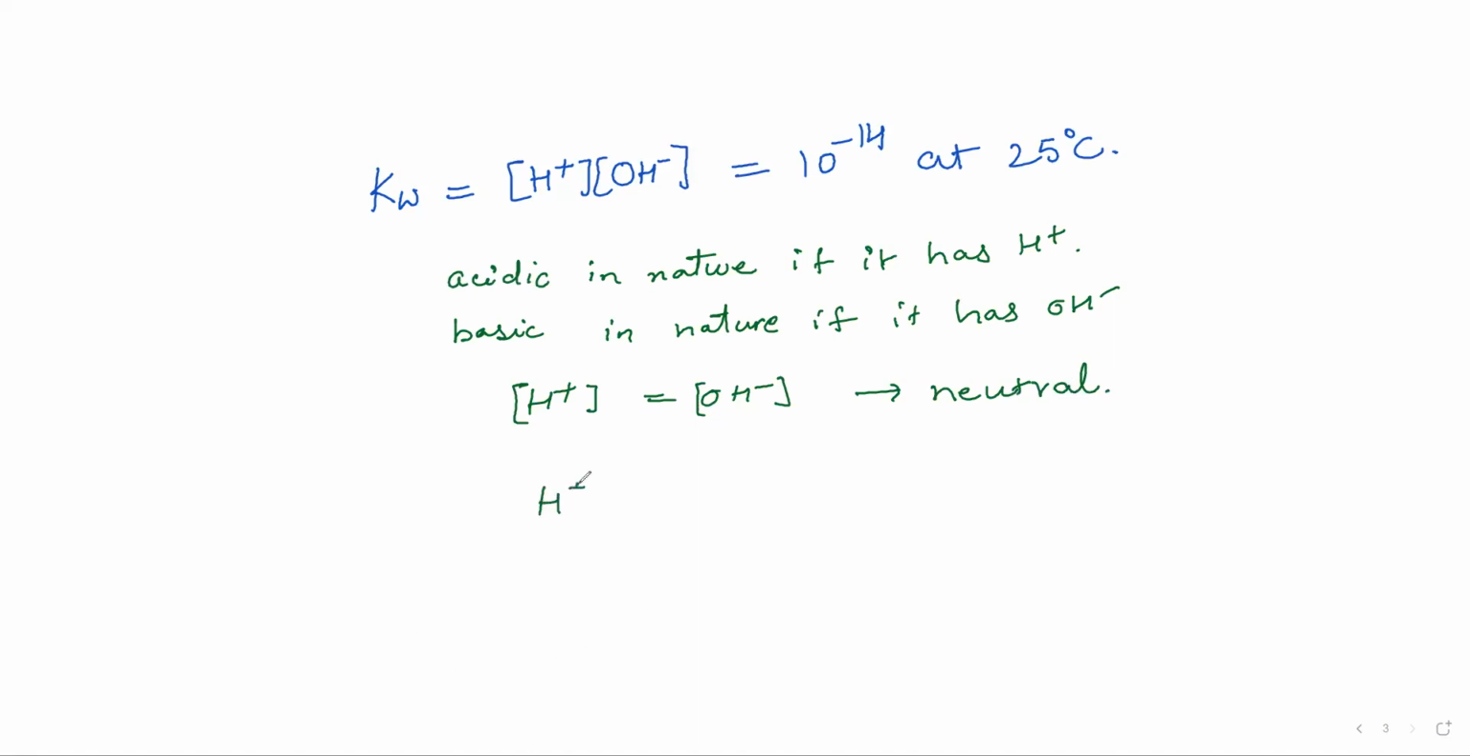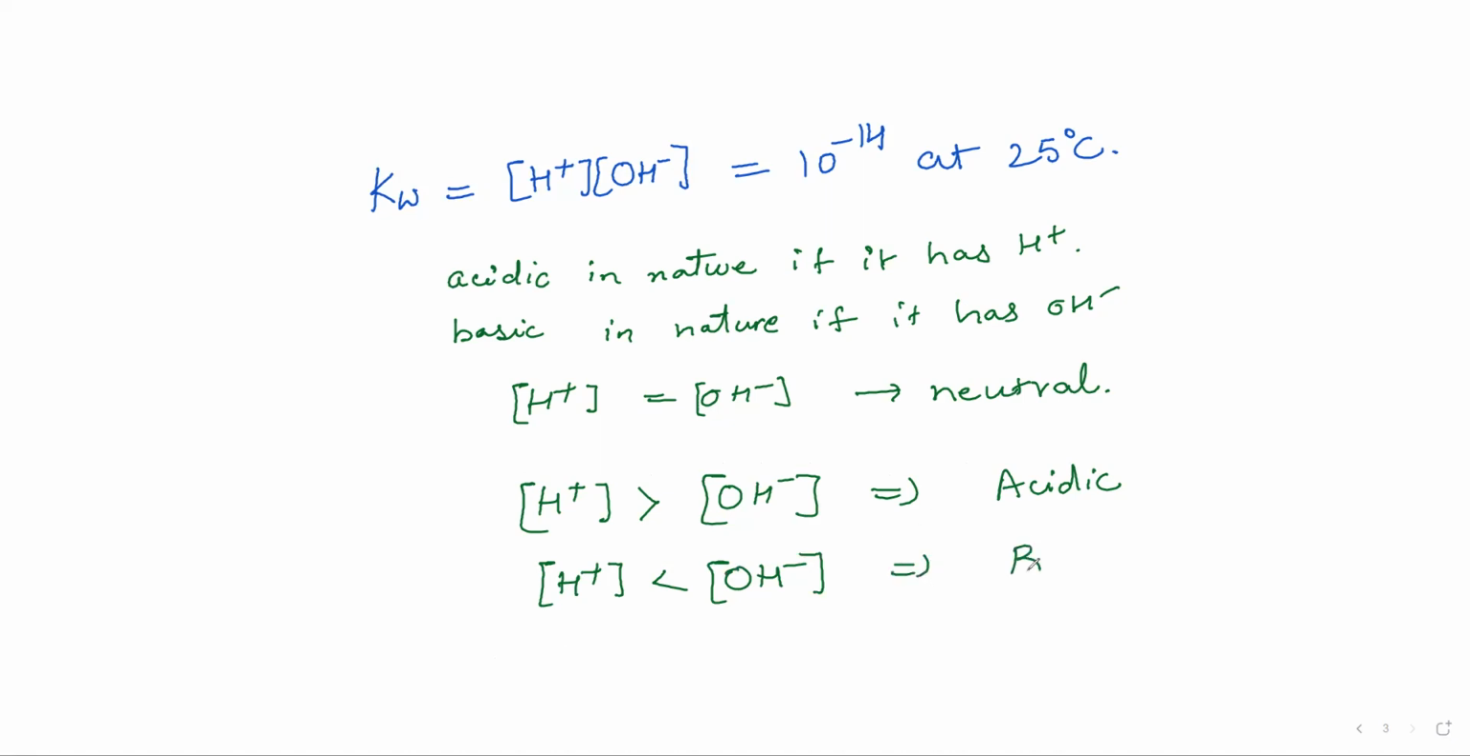And if the concentration of H positive ion is more than OH negative ion, the solution would be acidic in nature. And if the concentration of OH negative ion is more, the solution would be basic in nature. Just remember these three things. Neutral means H positive and OH negative are equal. Acidic means H positive is more, and basic means OH negative concentration is more in the solution.